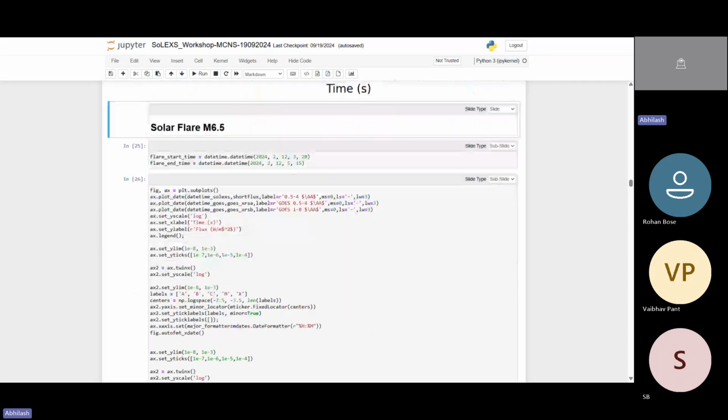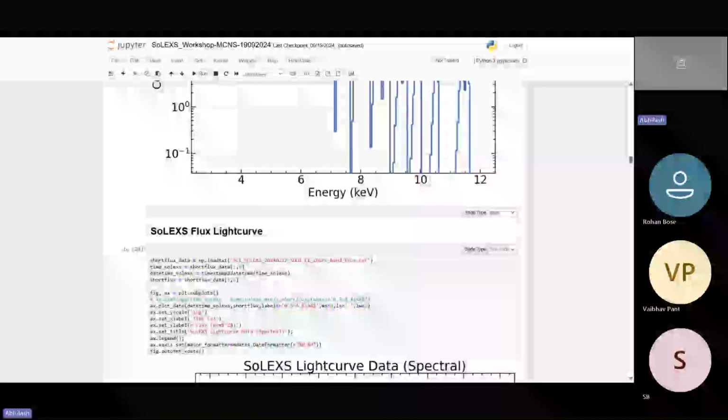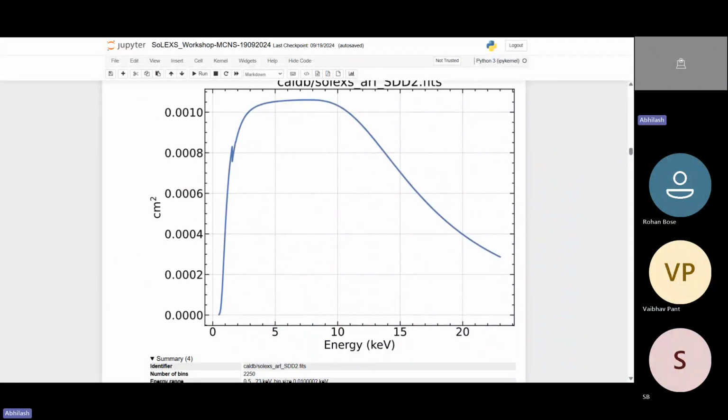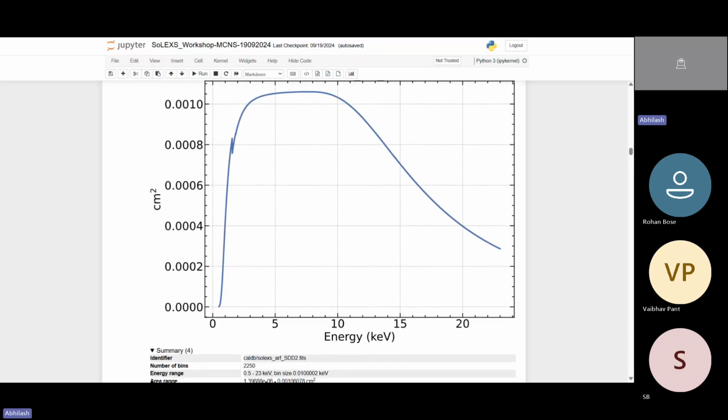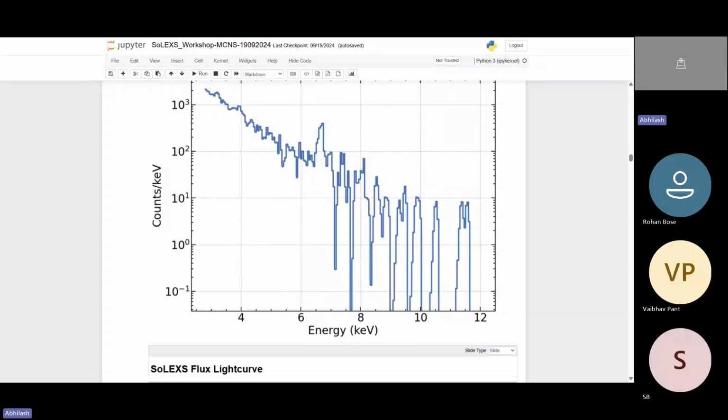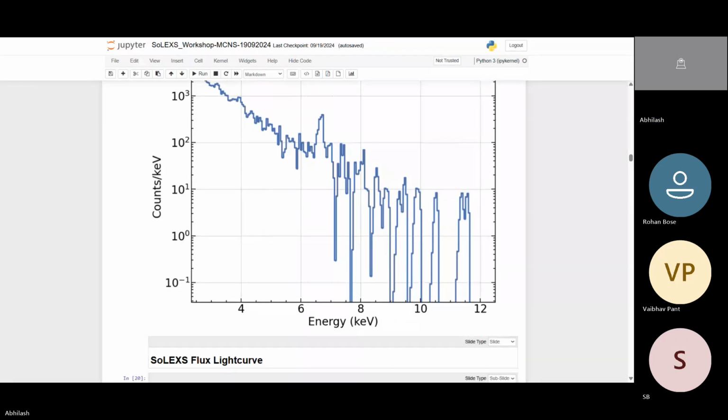If you go back to your efficiency curve, your efficiency is very poor at about 10 kV. So the number of counts detected in SOLEX is poor. More fluctuations means more error in the observed counts. If you even look at the spectrum, above 10 kV you have very few counts. So these are all just errors in the detection.